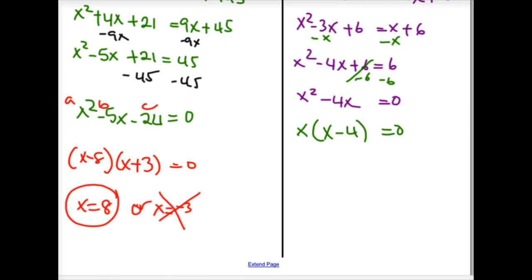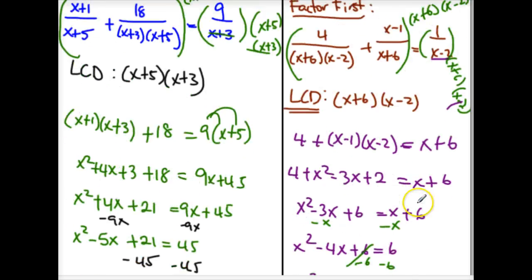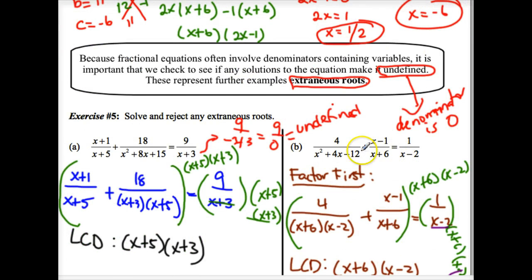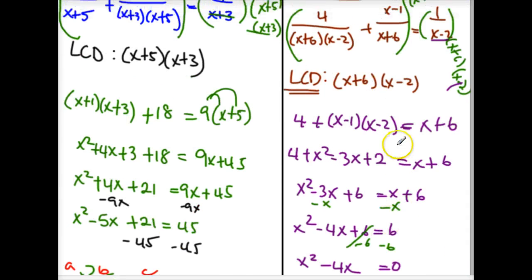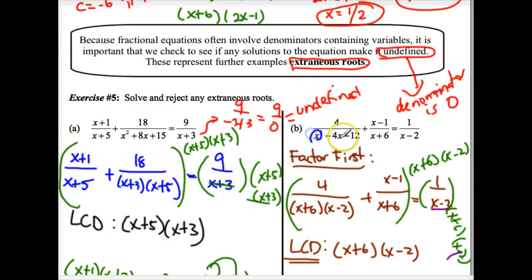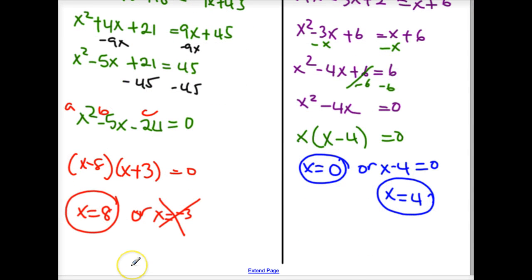Now, if I split this out, I have x is equal to 0 or x minus 4 is equal to 0. So this is one answer, or x is equal to 4. Now I look at this. If I enter 0 into any of this, it won't make it undefined. If I enter 4 into these x's, it will not make it undefined. So both of those are my answer choices.